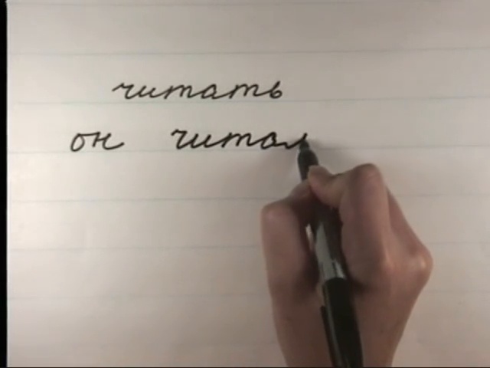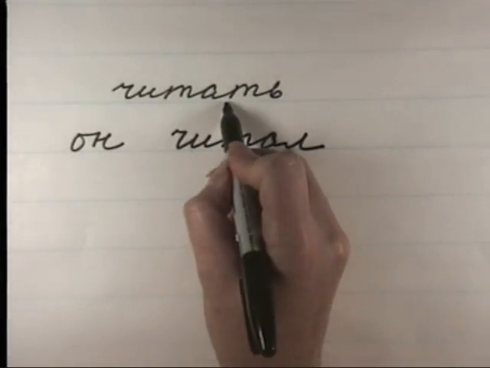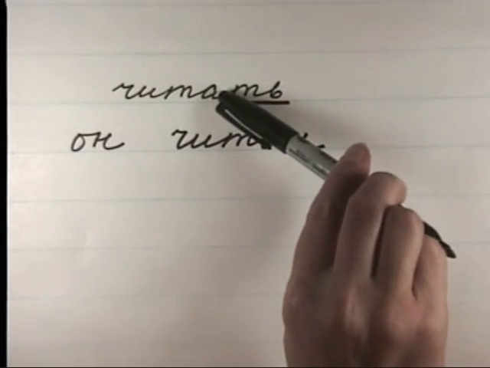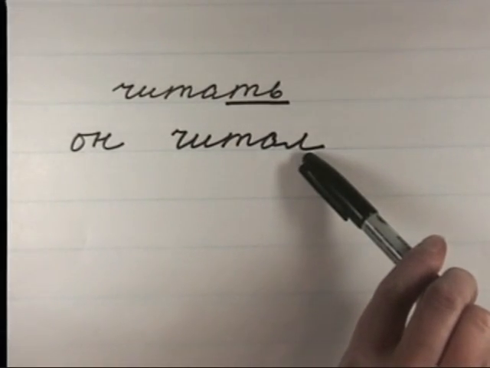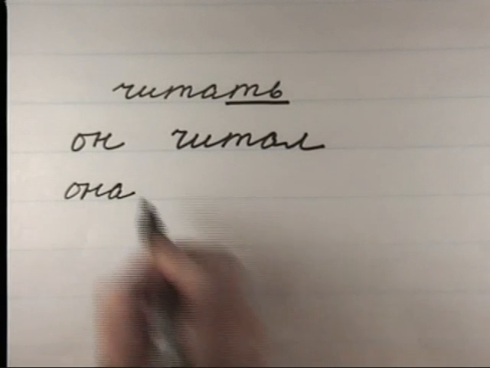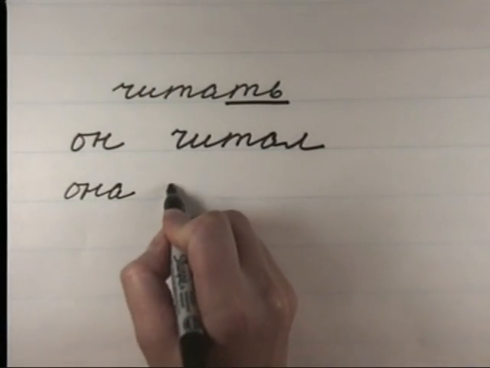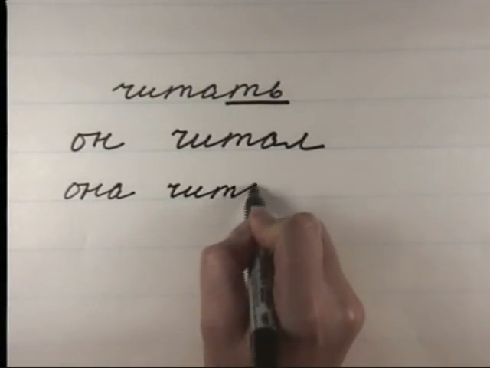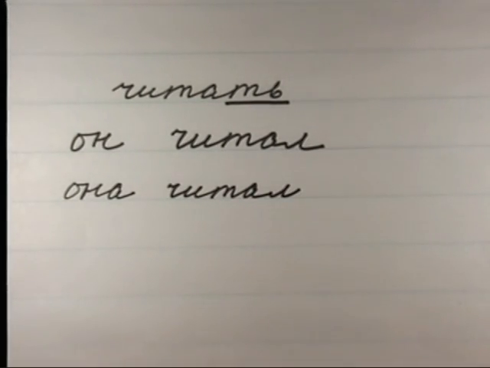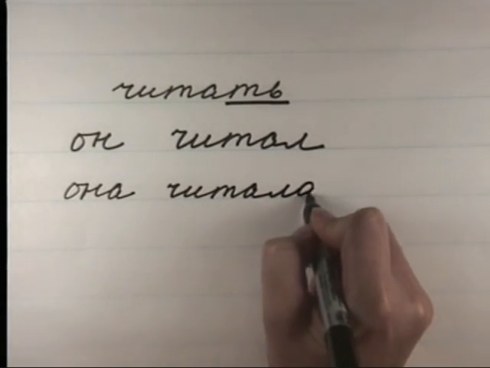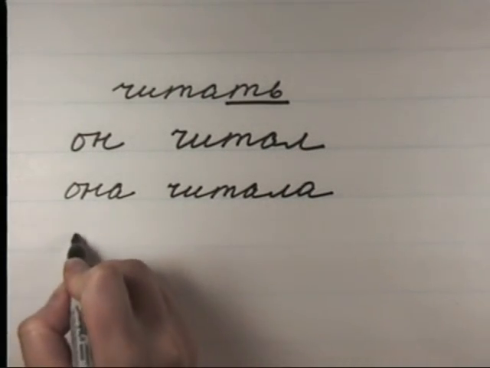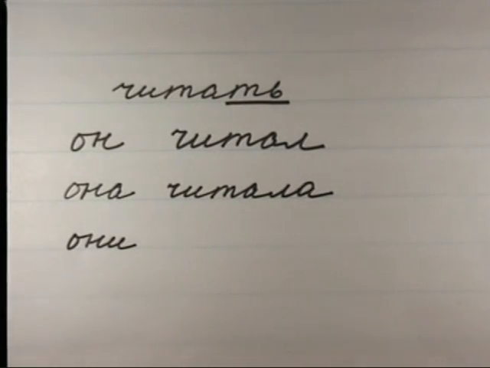And now I'm adding L. Remember, the first thing we have to do is we get rid of the -ть and the soft sign. Чита is the verb stem. And then we added L for the past tense. Он читал. But let's make it feminine now. Она чита. That's your verb stem. L for the past tense. And now I need the feminine ending. Читала. Она читала. She read. How about the plural form? Они.